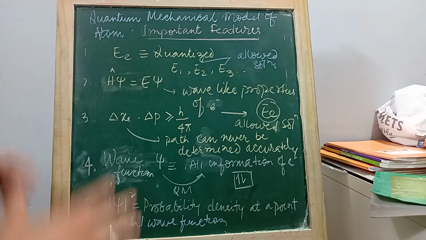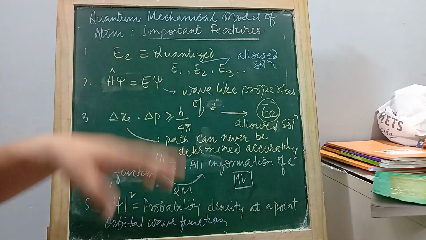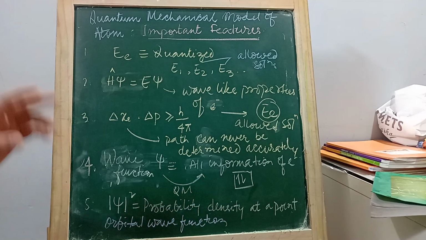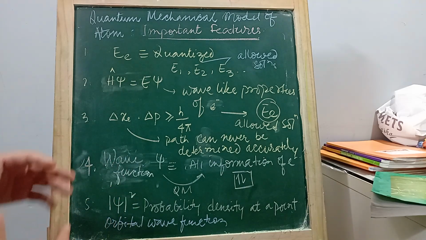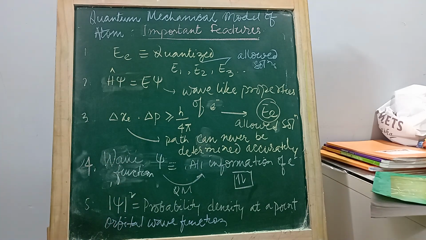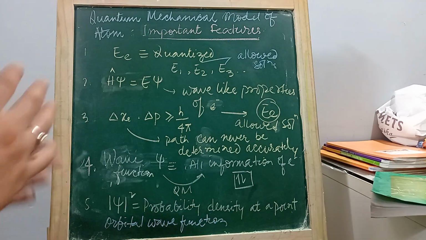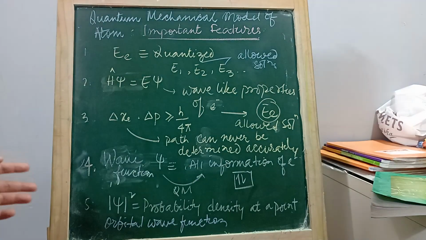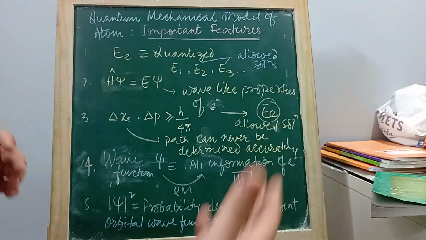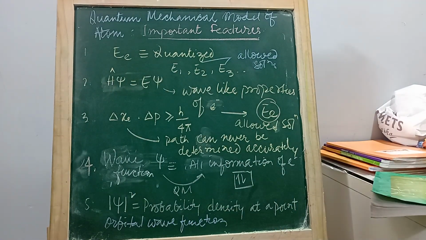Okay, let's try to sum up what the quantum mechanical model of an atom says. What are the important features in it? So what is the quantum mechanical model? It's a model of an atom which is based on Schrodinger's wave equation, which believes that an atom has a wave function, and because of that, we are able to describe how electrons are distributed inside an atom.